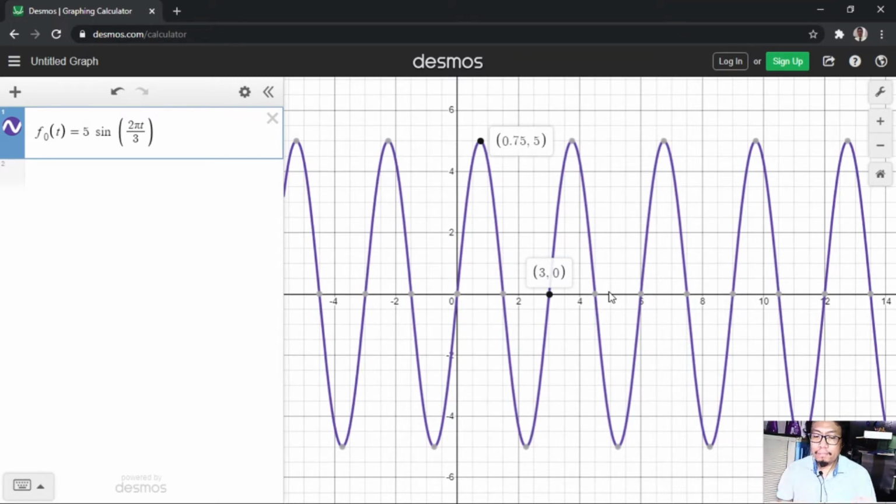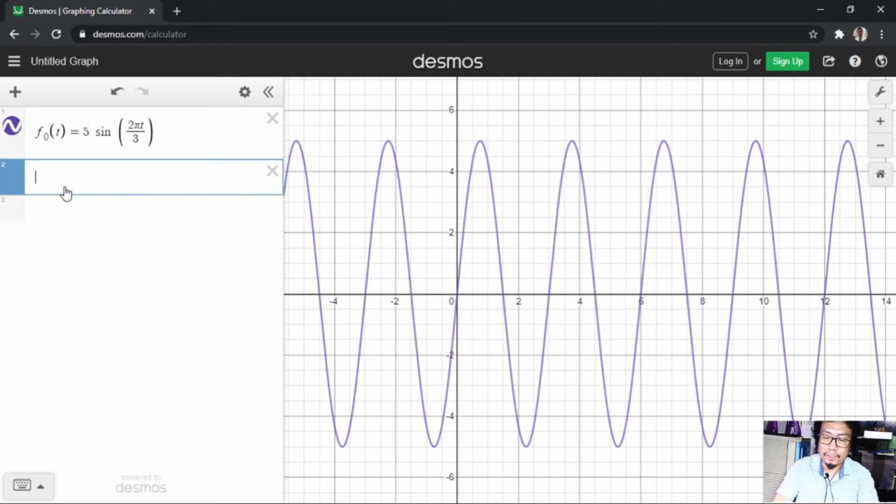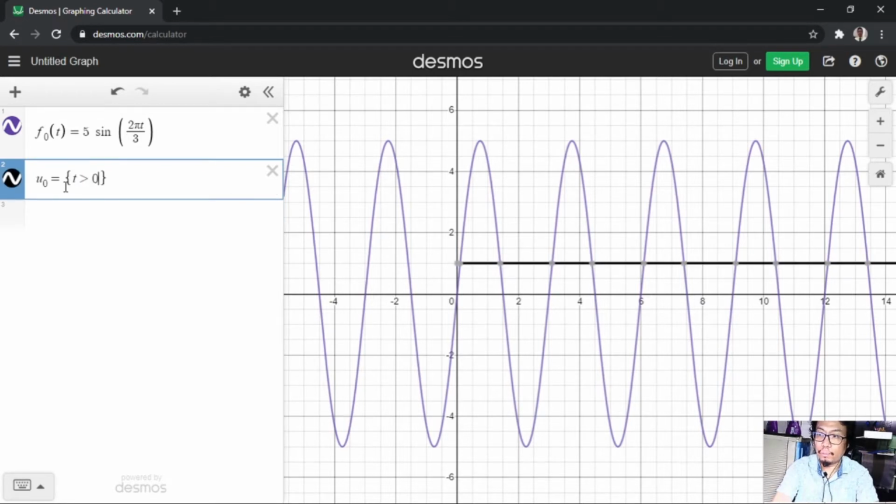Now, how does the unit step function play a role? Let's define a unit step function, say u0. u0 is a unit step function that doesn't have a delay. It is simply defined as 1 for positive t, while for negative t, it is 0. So that's how your unit step function looks like.